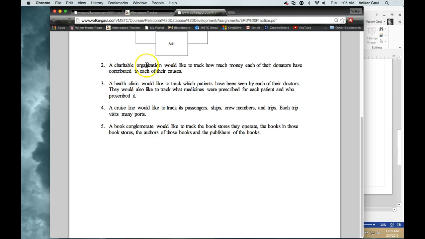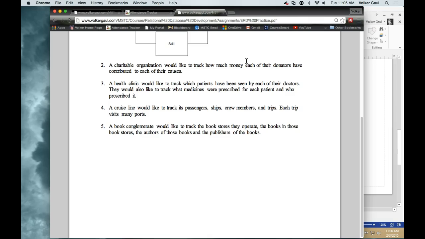So, number 2 here. The charitable organization wants to track how much money each of their donators have contributed to each of their causes. So we have a charitable organization like United Way that has multiple causes that you can contribute to. That's kind of the big picture here. Let's, as a group, come up with the list of tables that you see here. And just somebody give me one and I'll tell you, yep, that sounds like a table.